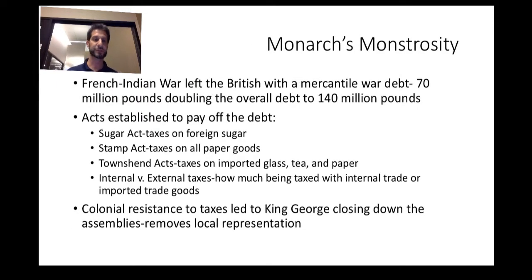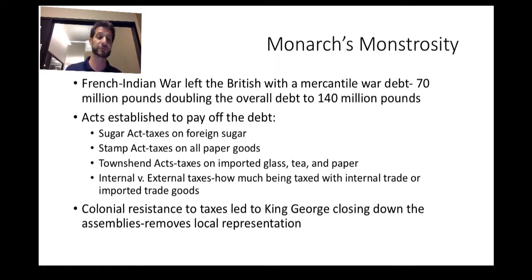Well, this all leads up to what sets the context for the rebellion against the king and his authority, and that is what I would call the monarch's monstrosity. And here's what happened. The French-Indian War afterwards left the British with a heavy mercantile war debt. You probably remember from our Unit 2 with economics, mercantilism led into these wars to try and get raw resources. Eventually, you would have a war debt at the end. That was pretty normal to have. The British debt went from 70 million pounds, which doubled the total debt, to 140 million pounds.